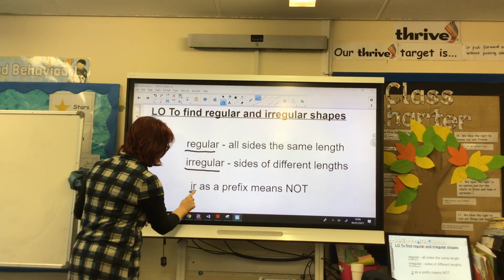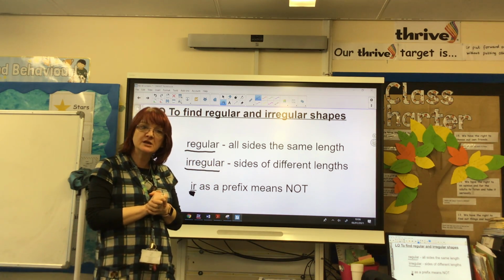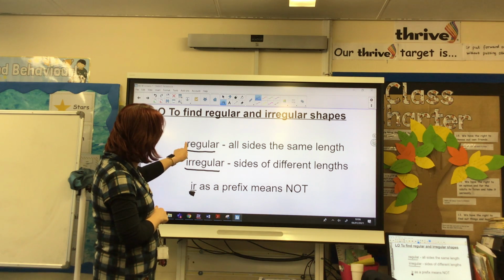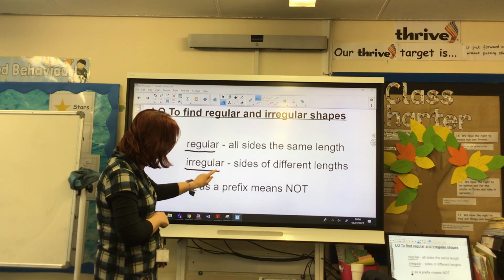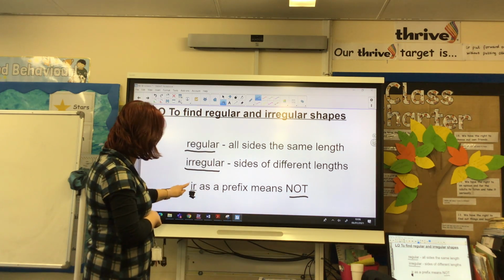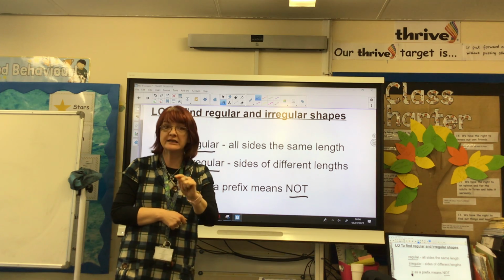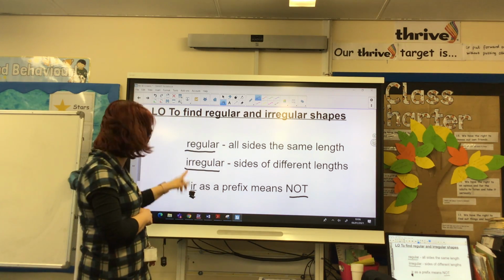And this here, we've done a bit of this in spelling, we've put the prefix in front of a word. So if we put ir in front of regular, it makes irregular. And that prefix, remember, means not. So when I add ir to regular, it means not regular, irregular. So try and remember that for our spelling work.